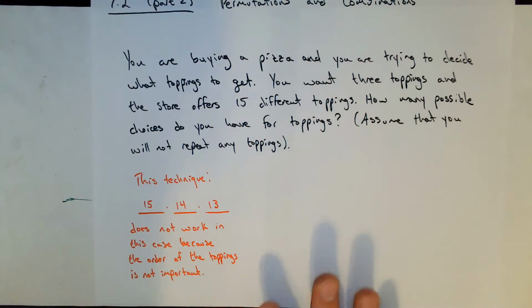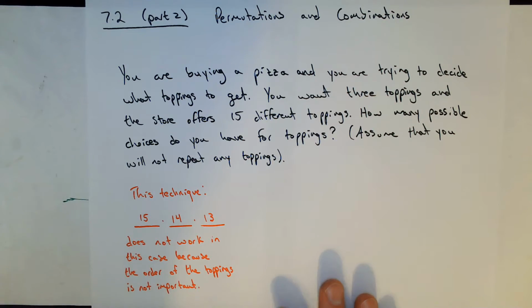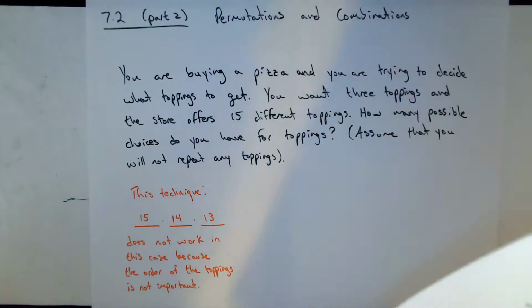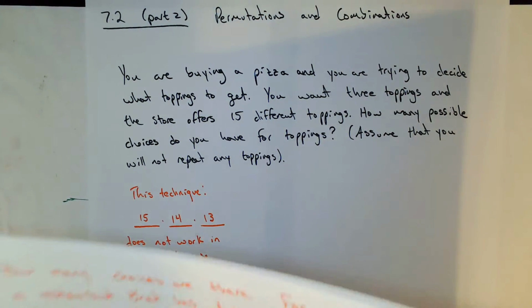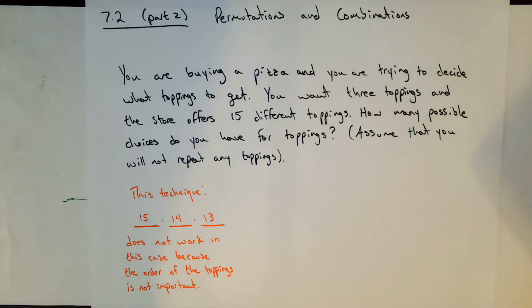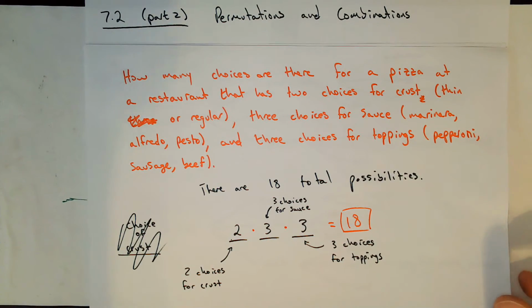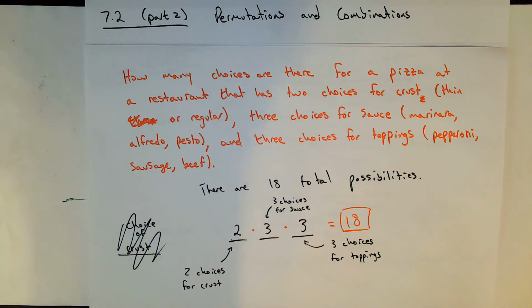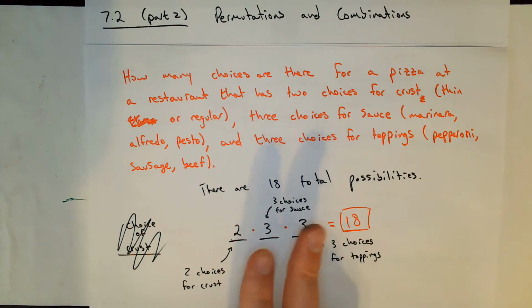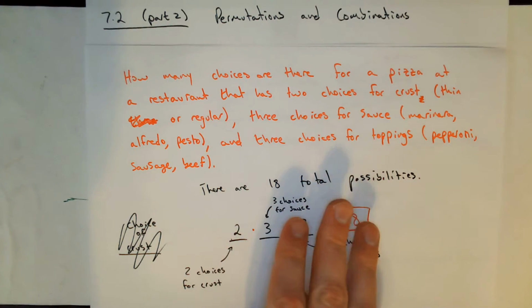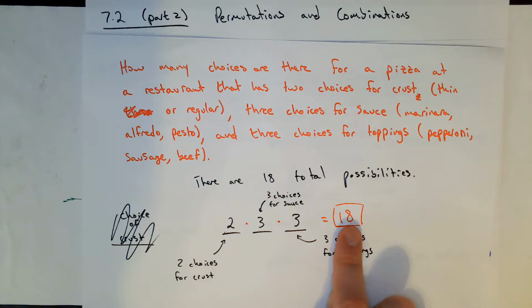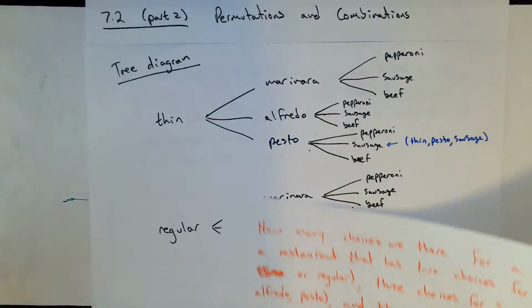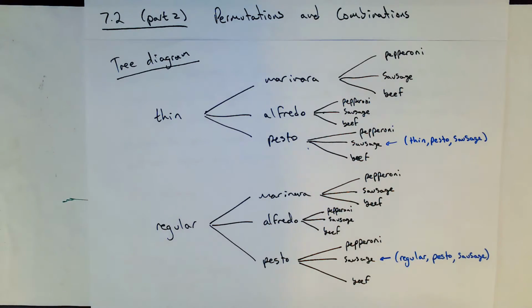Because this is a very subtle thing, I want to point out the example I worked out with the pizza restaurant from 7.2 part 1, and why it's different. This one from the previous video says, how many choices are there for a pizza at a restaurant that has 2 choices for crust, 3 choices for sauce, and 3 choices for toppings? I took the product of them and got 18 total possibilities, and I even drew a tree diagram there.